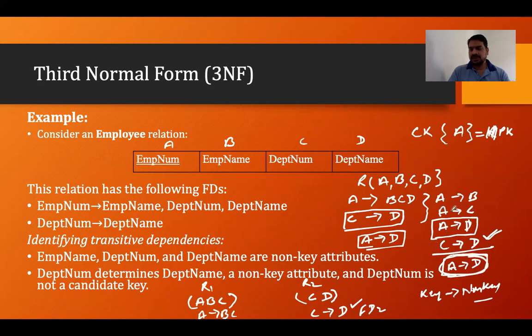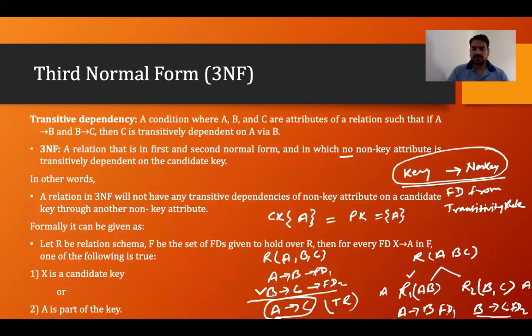A determines C is there, which is a key and non-key combination. But here some non-key is determining some non-key, right? Because of that, we are getting the other attribute, which is having the problem. So this has to be gone from the table; CD will come here. Here also, because of this BC, there is a problem. So BC has to be in a separate table, right? So this is your third normal form.